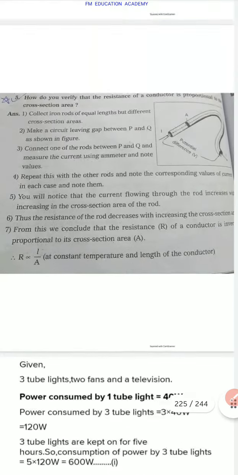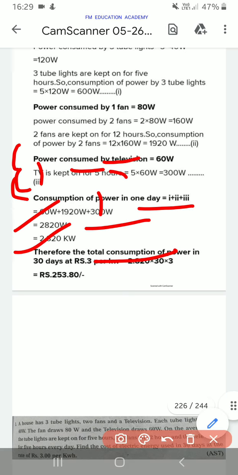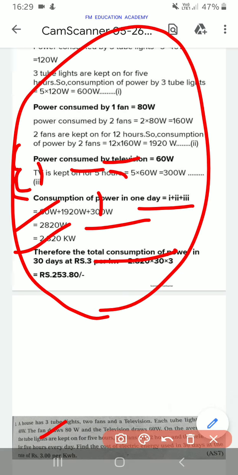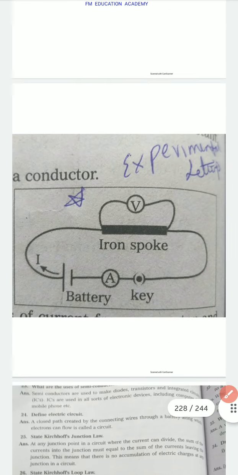Then this problem is important. It came in practice paper also, right? This is the question for this problem. This is the question and this is the answer. Okay? Answer, question. I had explained it in the practice paper. Once go and check. It is there in my videos.